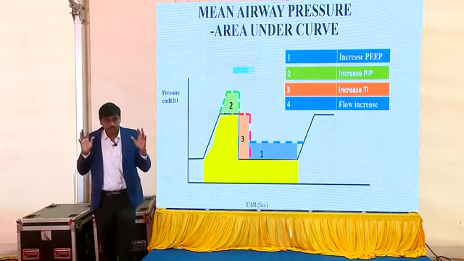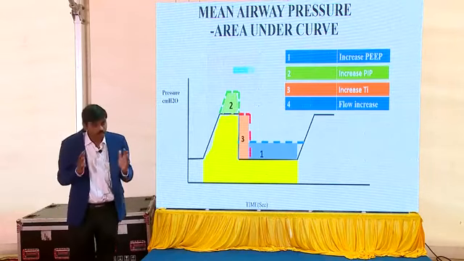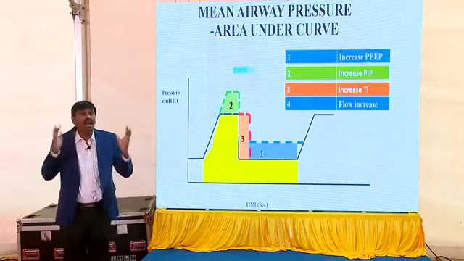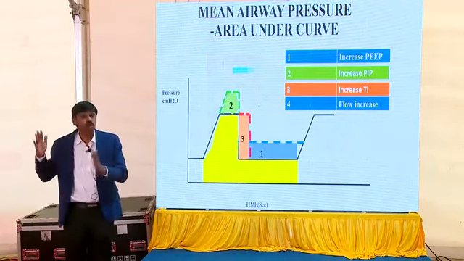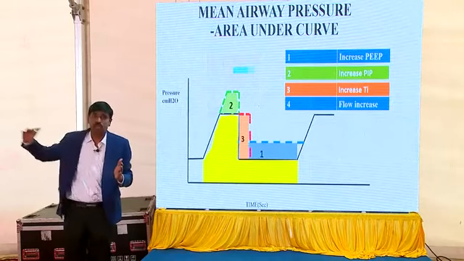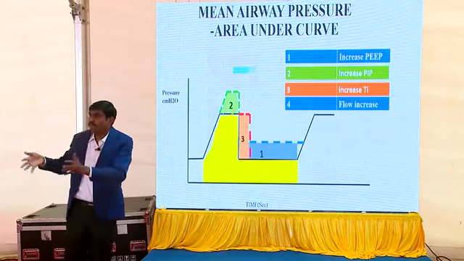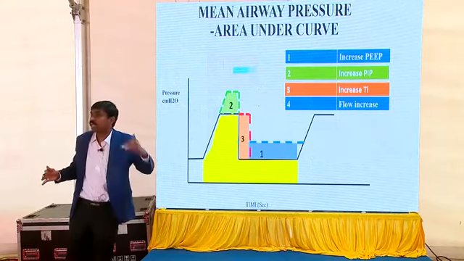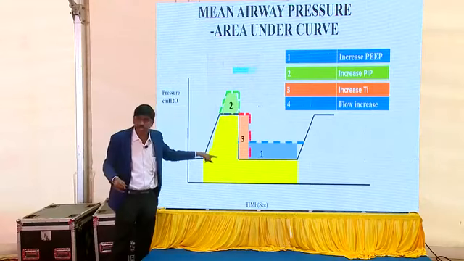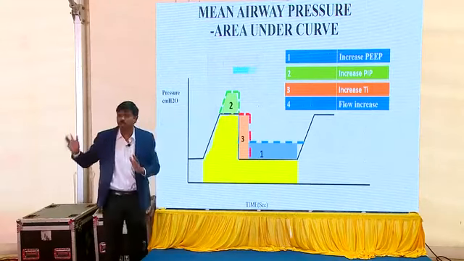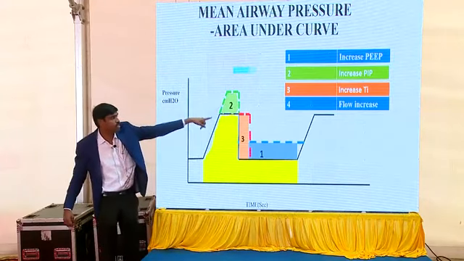Okay, so the crux is, if you can't achieve oxygenation, the first thing is try to open up the airways. One of the best ways is increasing the PEEP, but you don't keep on going up on that. So you play around. I've reached the max. Then, okay. So these are the 4 ways in which you can increase the area under the curve, which in turn leads on to better oxygenation. So increase the PEEP, increase the PIP, I time you can increase, flow increase.